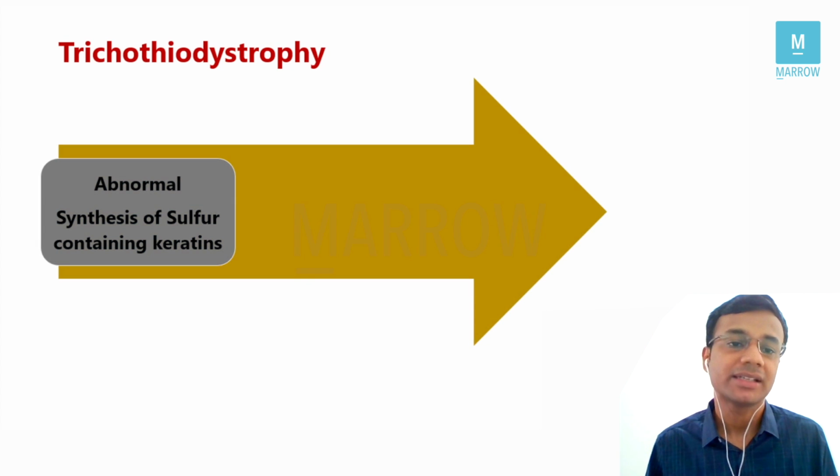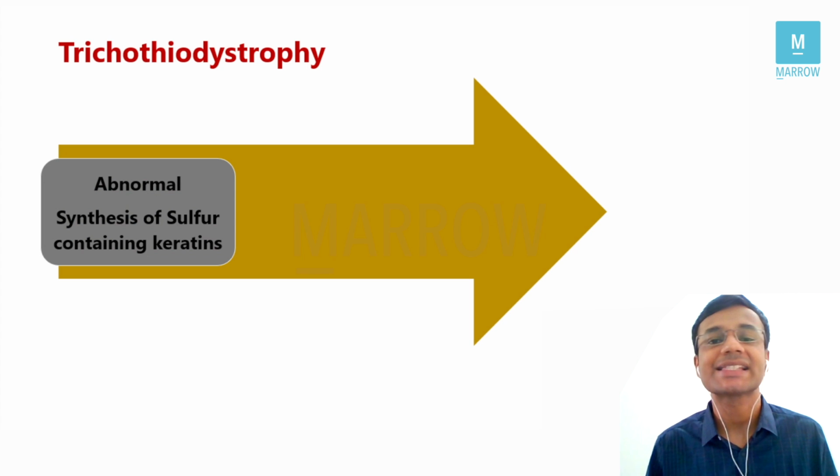So what is going to happen here is, once there is abnormal synthesis of the sulfur containing keratin, because you know keratin is the most important protein in the hair as well as in the nails. We already know from biochemistry that there are 2 important sulfur containing amino acids.